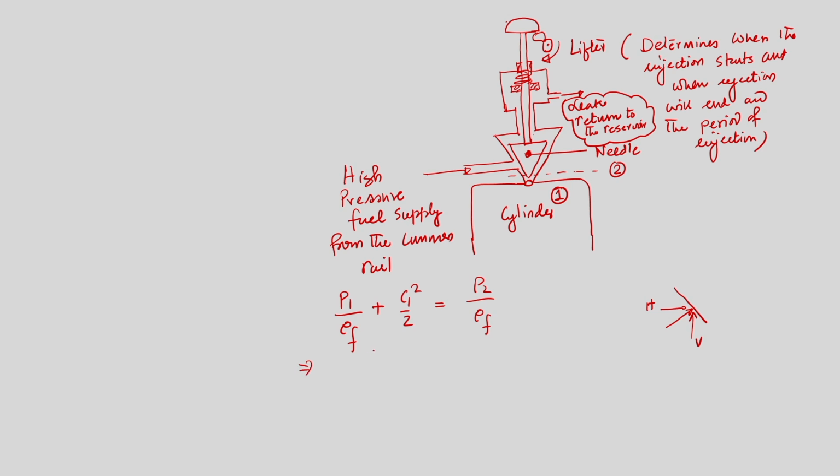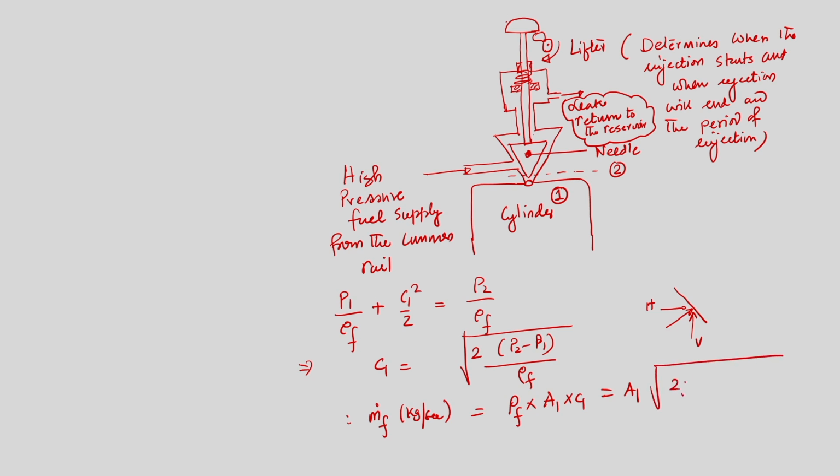and we can write C1 as nothing but under root of 2 into P2 minus P1 by rho f, and therefore the mass flow rate of fuel in kg per second will be equal to rho f into A1 into C1, that is nothing but A1 under root of twice rho f into P2 minus P1, that is delta P.